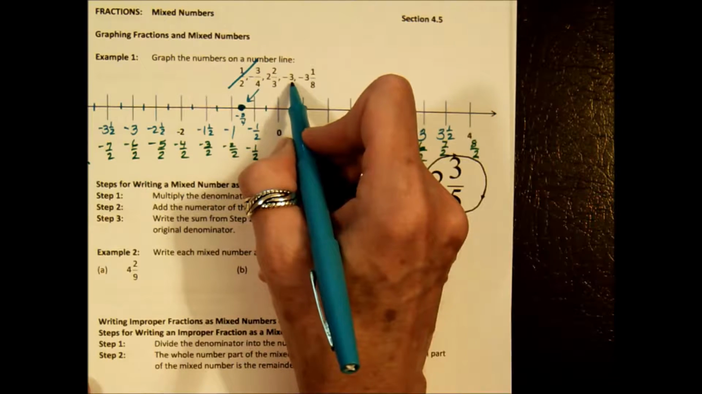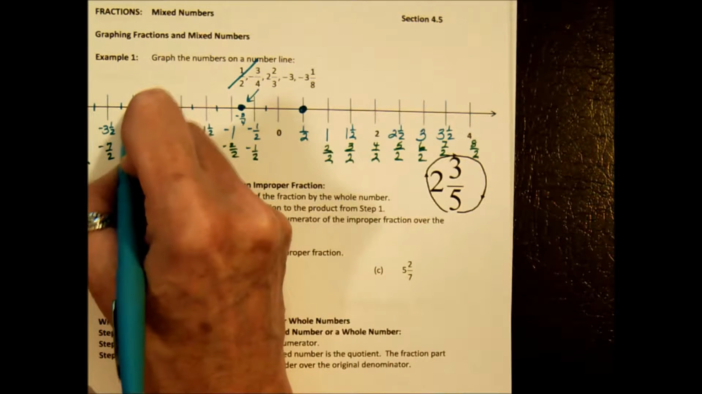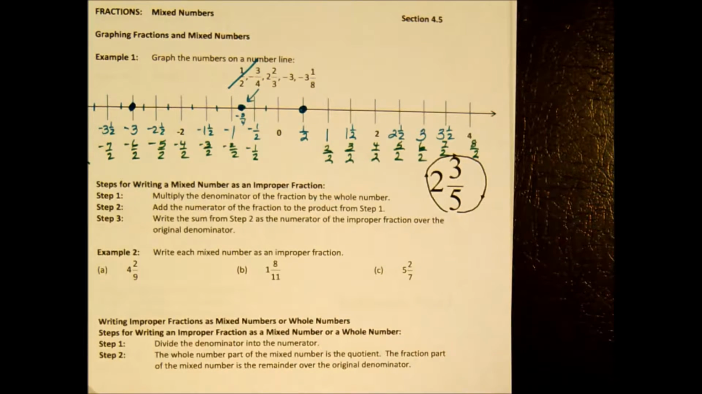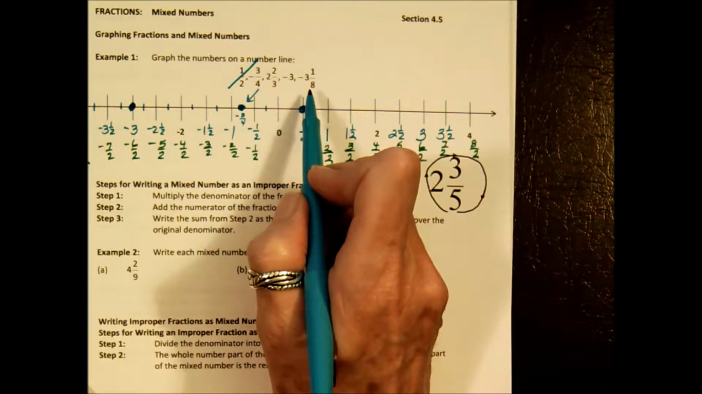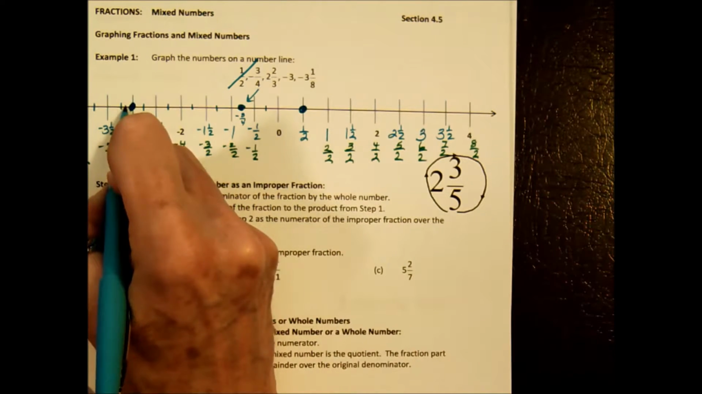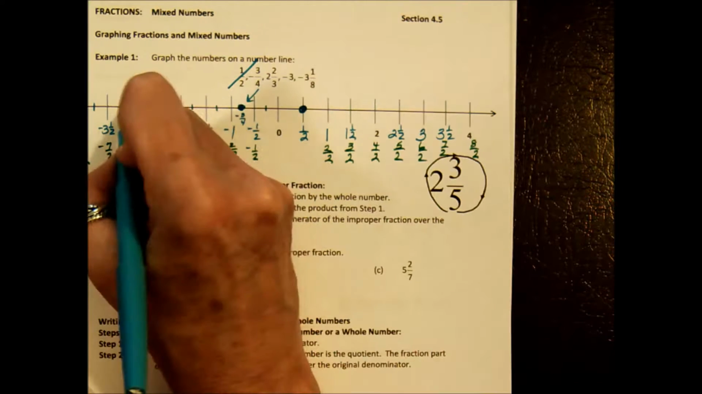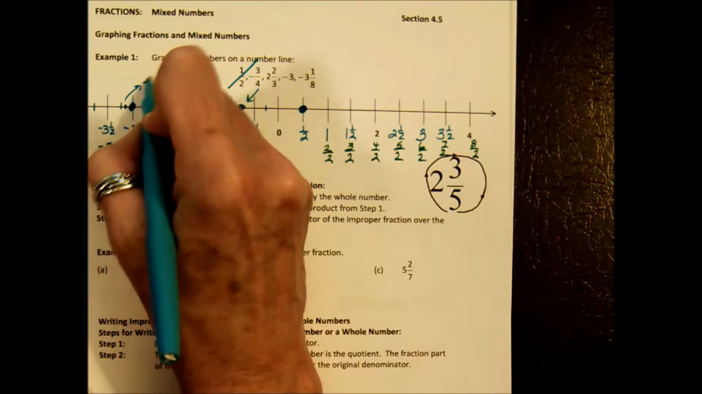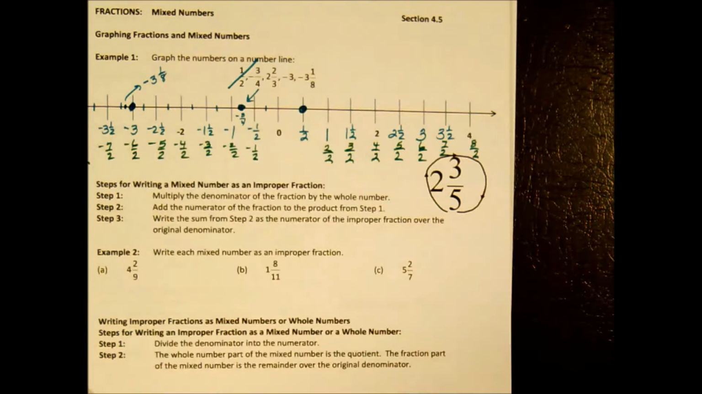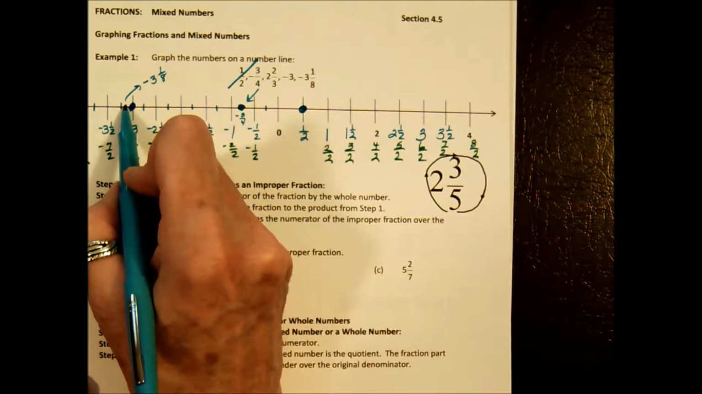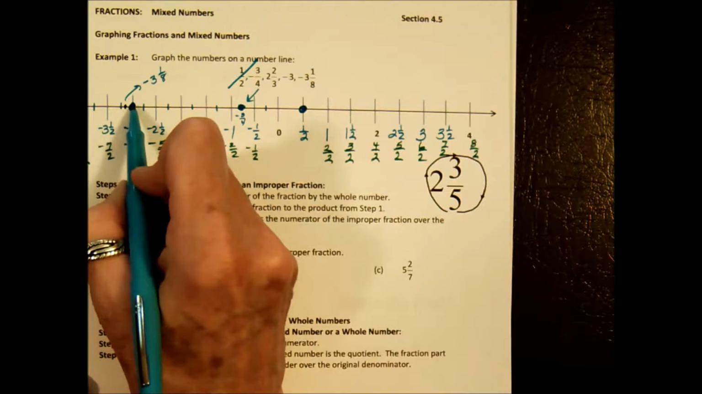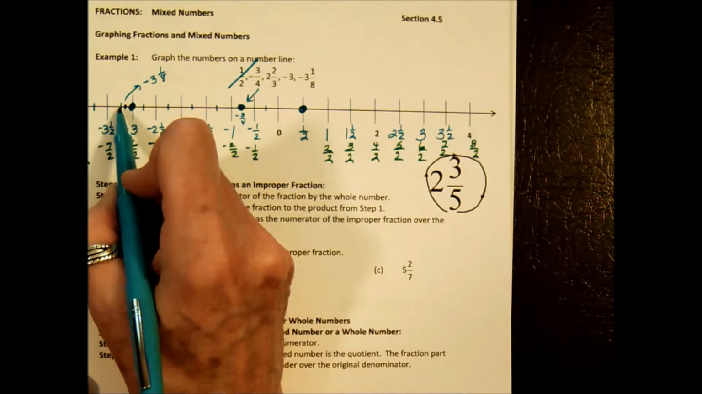Let's go to -3. That's an easy one because it's already labeled, so no problem. And then -3 and 1/8. I don't want to have to divide these into eighths. I just know that it's a little bit more negative than -3, so I'm going to say -3 and 1/8 is about right there. If I was doing this on a test, I would just want to make sure that you put it on the correct side of -3. It's more negative. Not on this side, but on this side.